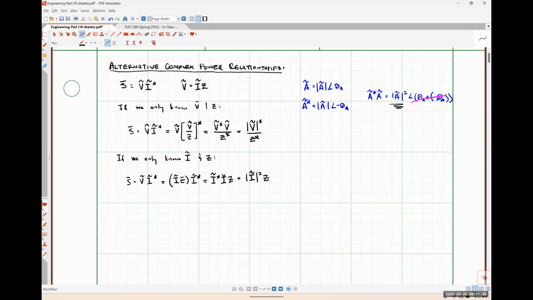So I'm going to put a box around these relationships. S could be expressed as the magnitude of the voltage squared over Z conjugate, or as the magnitude of the current squared times Z. What I want us to do now is use these relationships so that we can infer a couple of things about how resistors, capacitors, and inductors are going to behave in these AC circuits.